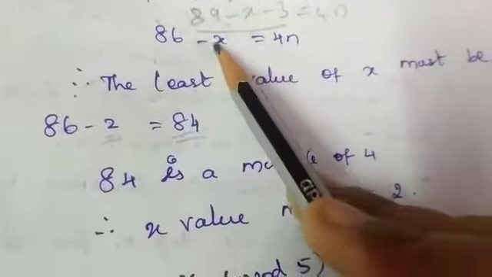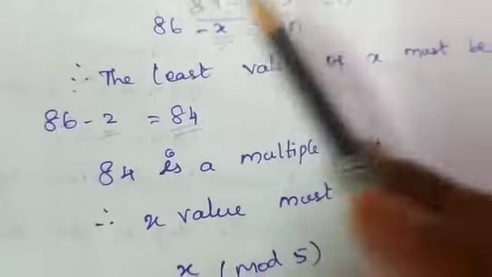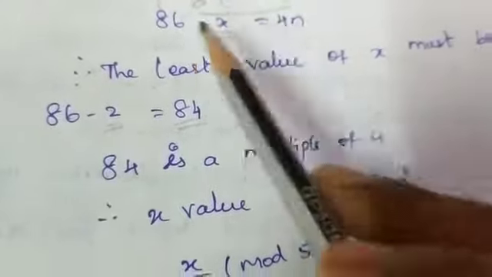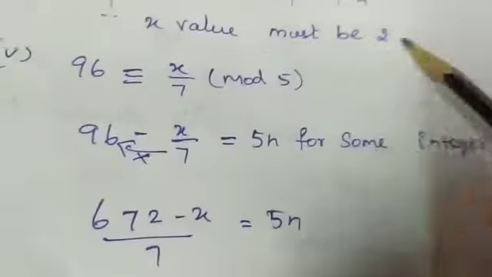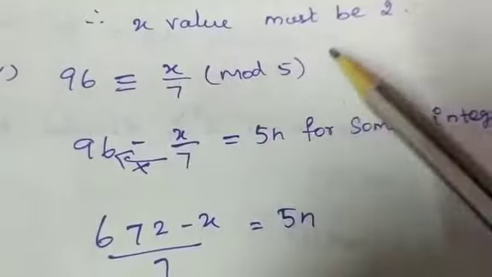Here we should put some value in the place of x to make it a multiple of 4. So I am putting 2, the least value, 2. So I will get 84. So my x value is 2. Then the fourth one, 96 congruent to x by 7 mod 5.